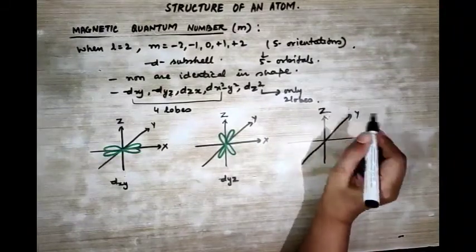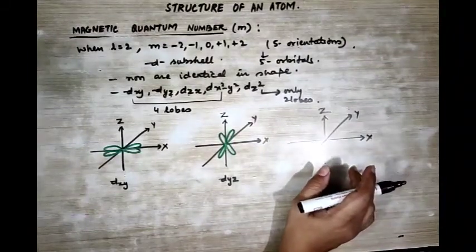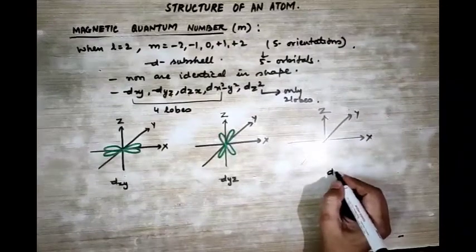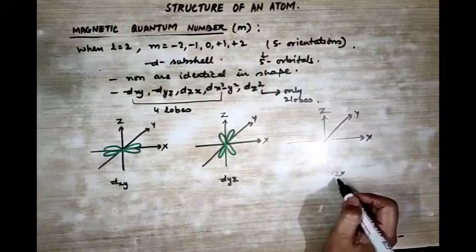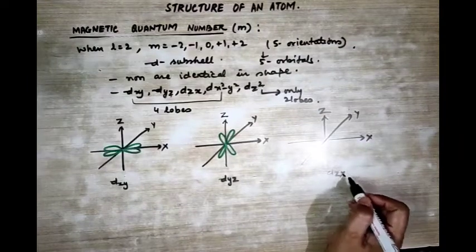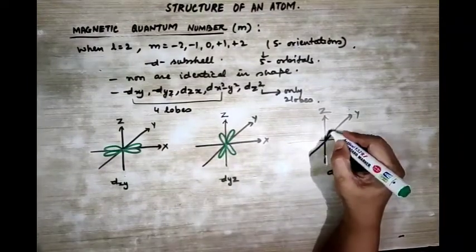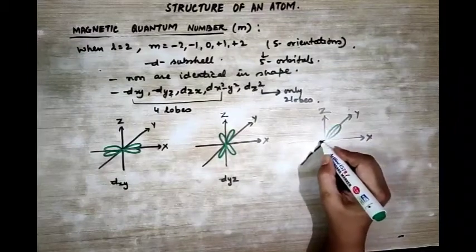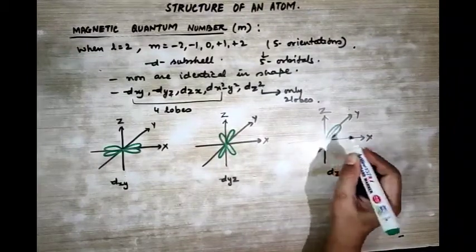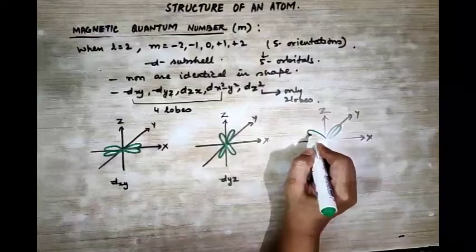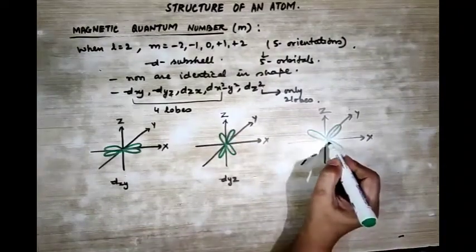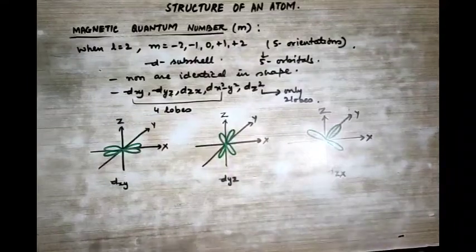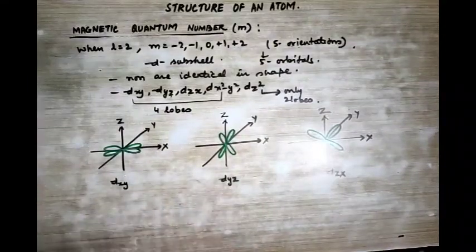X, Y and Z. Okay, so this one is your dzx. That means the dumbbells will be formed between the Z and the X axis. Okay, this is the shape of the dzx. Now let us see.